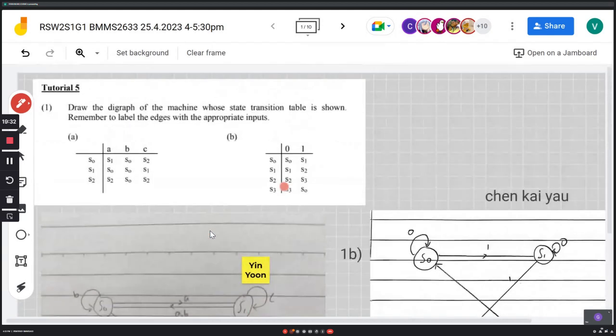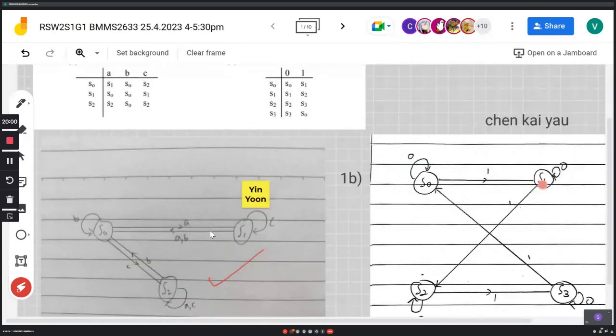And then for the second one, it's also the same, refer to the table here. After input 0, what happened to S0? This one, no change, right? So you just draw the loop back to S0. After input 1, it will go to S1. So here, go to S1. Then S1 will remain at S1 for input 0, so loop back. And after input 1, it will go to S2. So this one, input 1, go to S2. Okay, just refer to the table and draw the input.